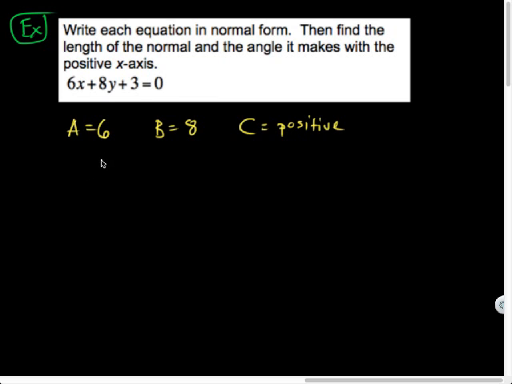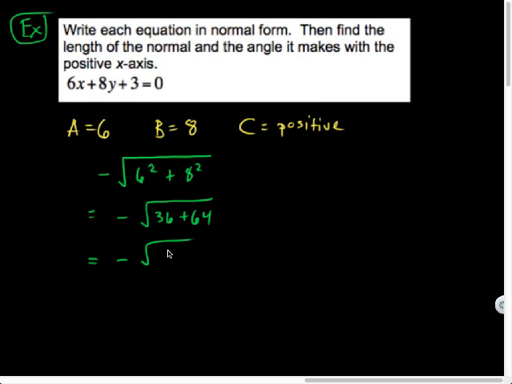So let's see. The thing I'm dividing by, if C is positive, I want to divide by the negative square root of 6 squared plus 8 squared. So that's negative square root of 36 plus 64. It's the negative square root of a hundo. It's plain old negative 10. All right, so that's the first thing I have to do.